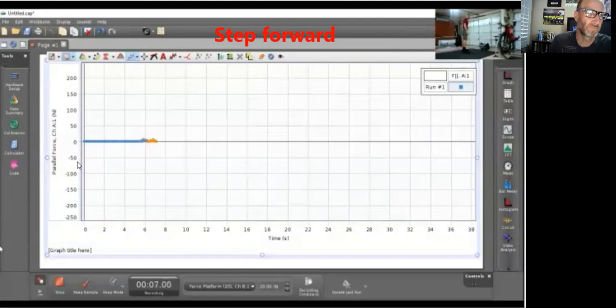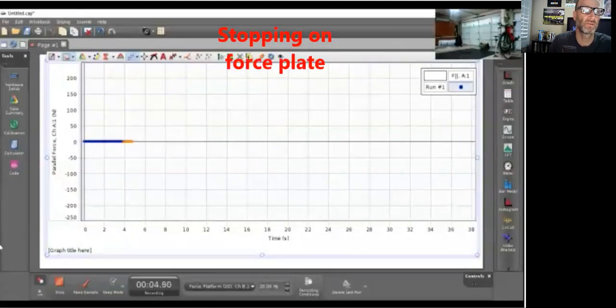So horizontal force, step forward, and here's the action here. Boom. And look at that. All forces are positive. Here's zero. All forces are positive because all I did is take a step forward. All I did was speed up moving forward. I only had a positive acceleration, no braking at all. Okay, that's starting on the force platform and taking a step forward.